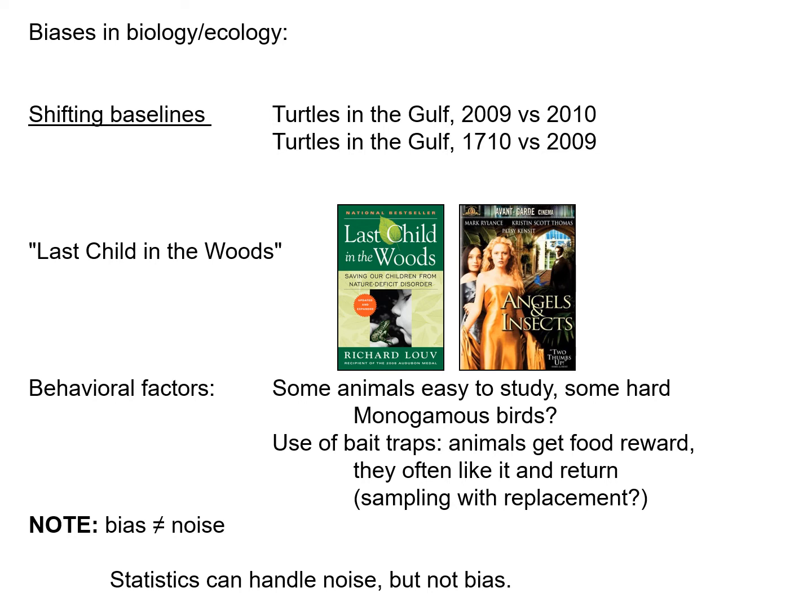Now, one thing to note about all of these things is that bias is different from noise. Statistics can handle noise, right? Noise is unusual events. Noise is natural variation. Noise is measurement error. And statistics can handle all of that, right? That goes into the variance, that goes into the standard deviation, goes into the standard error.